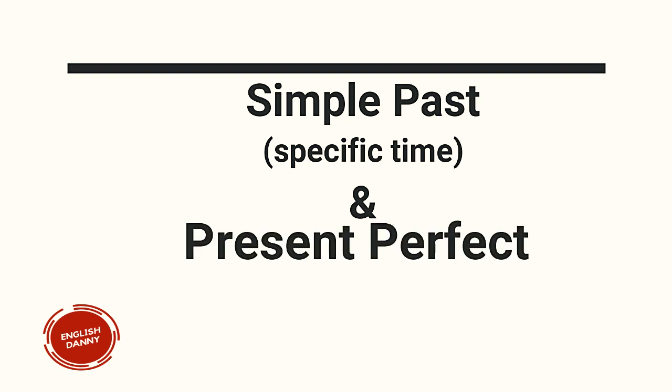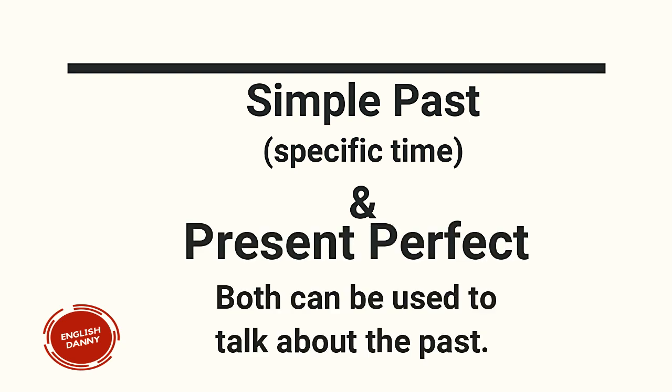Let's review. The simple past tense and the present perfect tense can both be used to talk about things that happened in the past. The difference is that we can use a specific time with the simple past tense, but we cannot use a specific time with the present perfect tense. If there is no specific time, then we can use either one. They have the same basic meaning. For example, I went there, I have been there. Those two sentences mean the same thing.